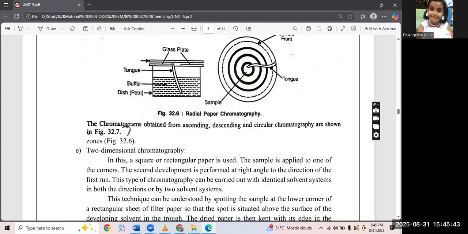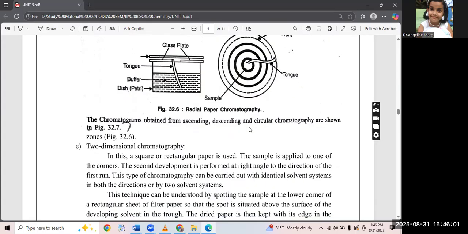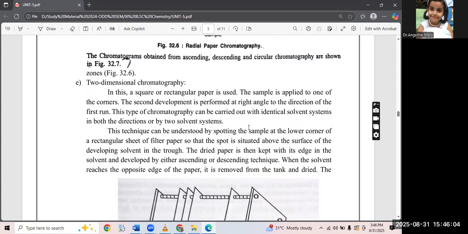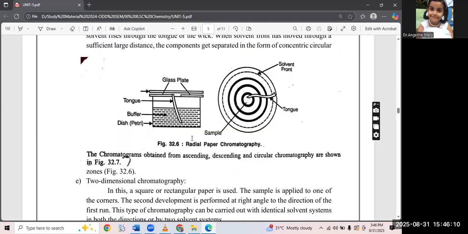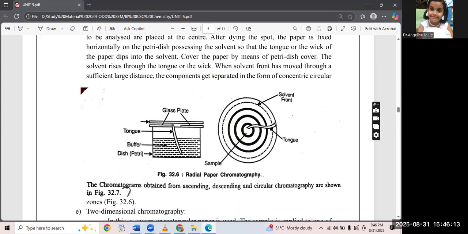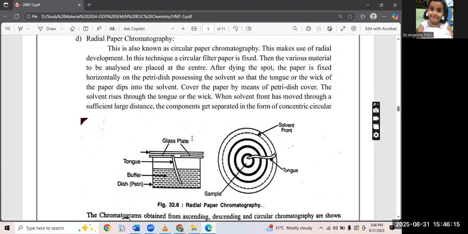So we have to identify the components. We take the solvent in the bottom of the Petri dish and the paper is closed through the tongue, and then buffer solution is added. Then we can identify the circular motion. Different zones should be observed, and based on that we can easily identify the components. Two-dimensional chromatography also exists, but in your syllabus they didn't give two-dimensional chromatography, so we need not study it from your exam point of view.